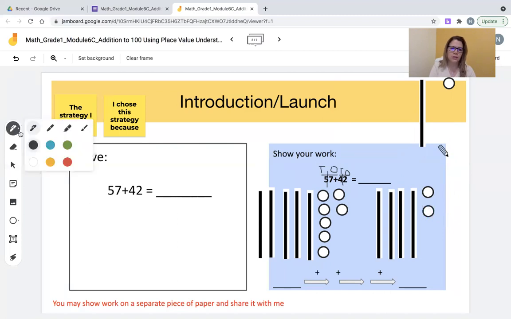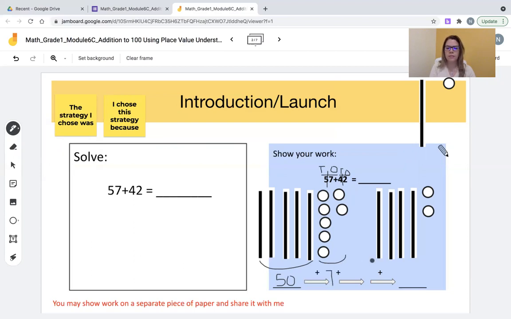Well, I notice that there are 5 tens, 7 ones, 4 tens, and 2 ones. So 5 tens are present on the left-hand side, and these 5 tens have a value of 50. So I'll start with 50. Next, there are 7 ones, and the value of 7 ones is 7. In 42, there are 4 tens, and the value of 4 tens is 40. And finally, there are 2 ones. The value of 2 ones is 2.